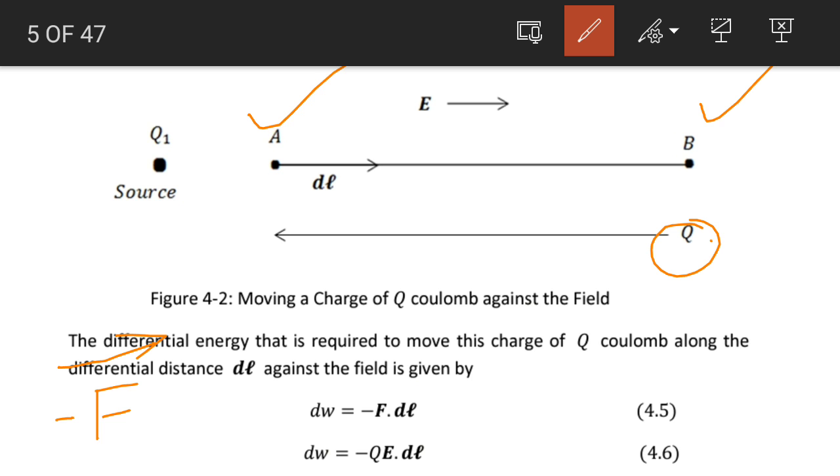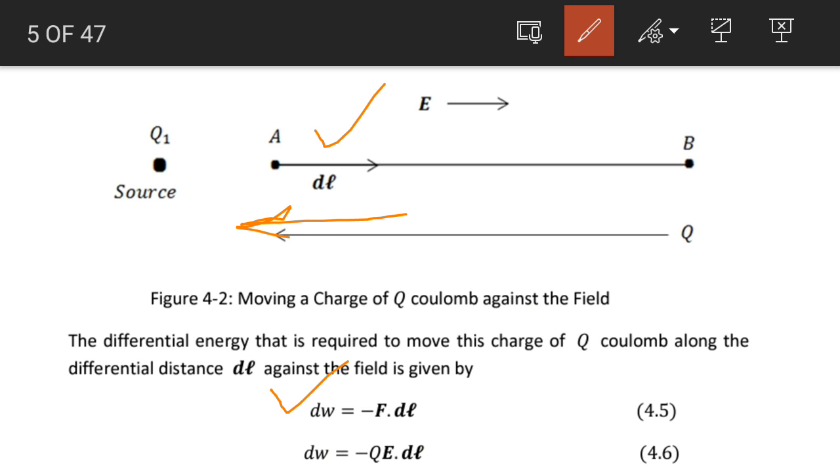So the differential energy which is required to move this charge of q coulomb along the differential distance dl against the electric field intensity will be dW, and dW will be equal to minus F dot dl. We need a force which will be equal to minus F. Why? Because we move this charge of q coulomb along the differential distance dl, but against the electric field intensity.